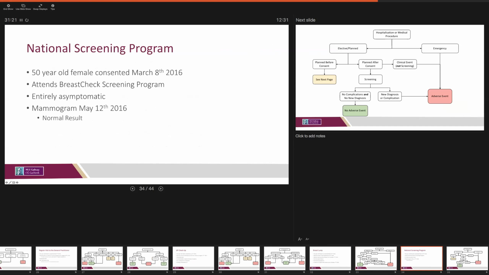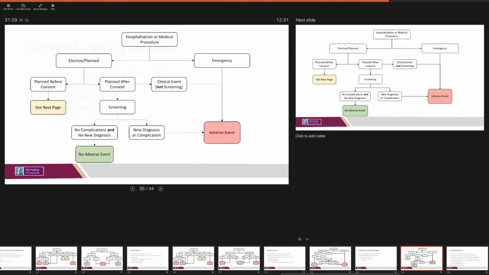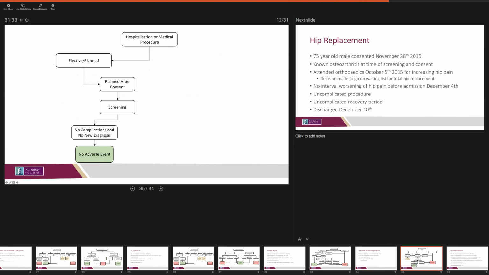As I mentioned a bit earlier on, that's very different to the same woman being called to the breast check screening program. She's entirely asymptomatic, has a mammogram done that is entirely normal. So she has gone for a procedure. The procedure was elective and planned after the time of consent, but it was screening. And as long as we can confirm that in this particular circumstance, there was no complication or diagnosis, which I'll tell you for this, there wasn't, it isn't an adverse event.